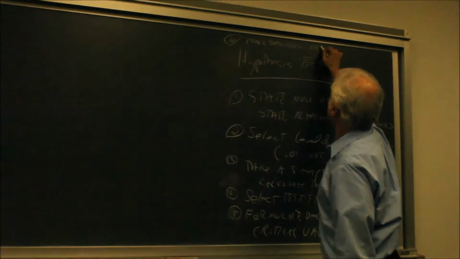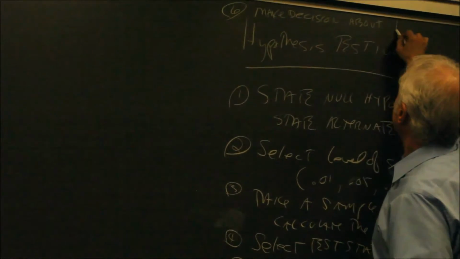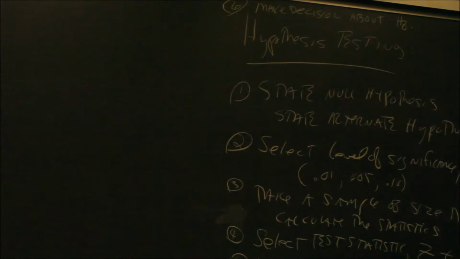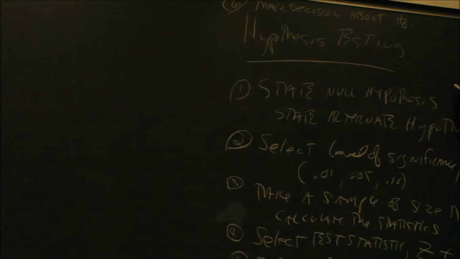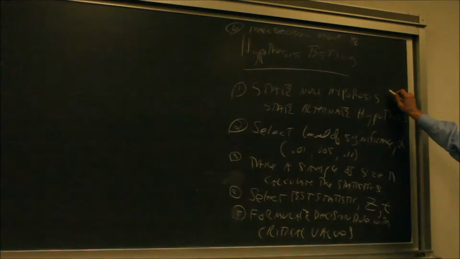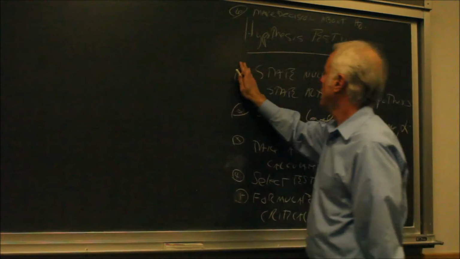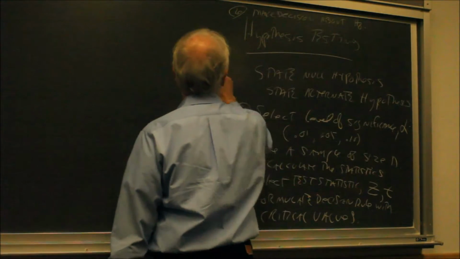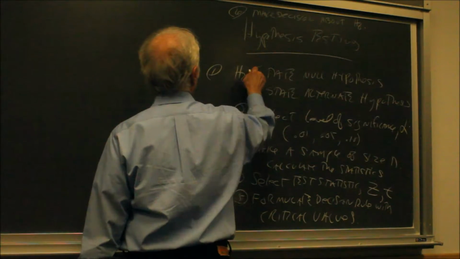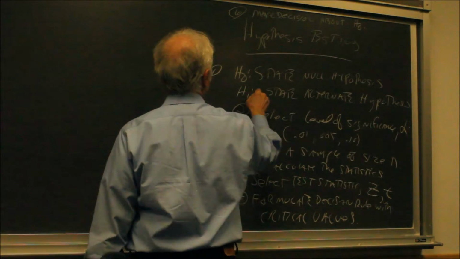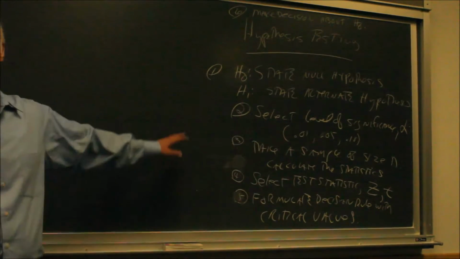About H0. And the null hypothesis is H0. And the alternate is designated as H1.